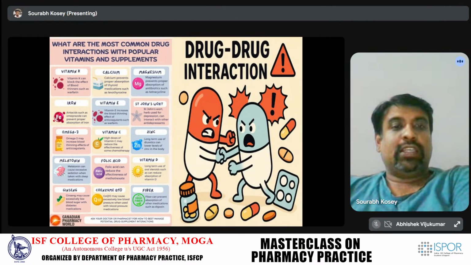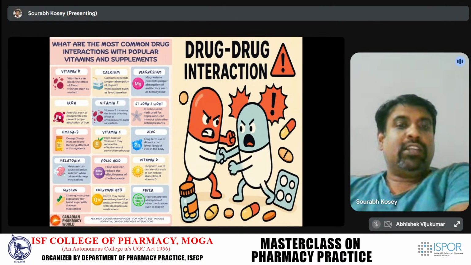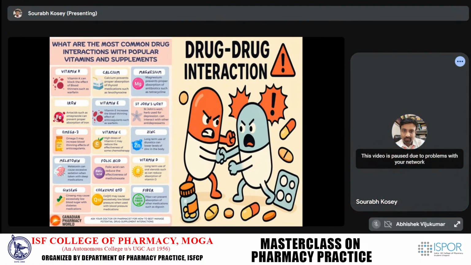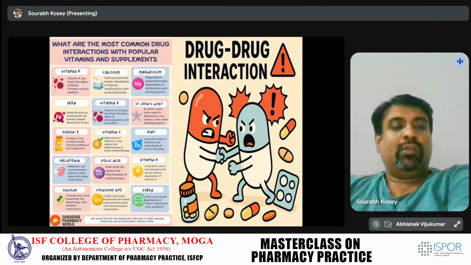I told you vitamin K, calcium, magnesium. Magnesium prevents proper absorption of antibiotics such as tetracycline. Then iron: antacids such as omeprazole can prevent proper absorption of iron. Vitamin E increases the blood-thinning effect of anticoagulants such as warfarin. St. John's wort, an herb used for depression, can interact with other antidepressants. Omega-3 may increase blood-thinning effects of anticoagulants. Vitamin C: high doses may reduce the effectiveness of some chemotherapy.